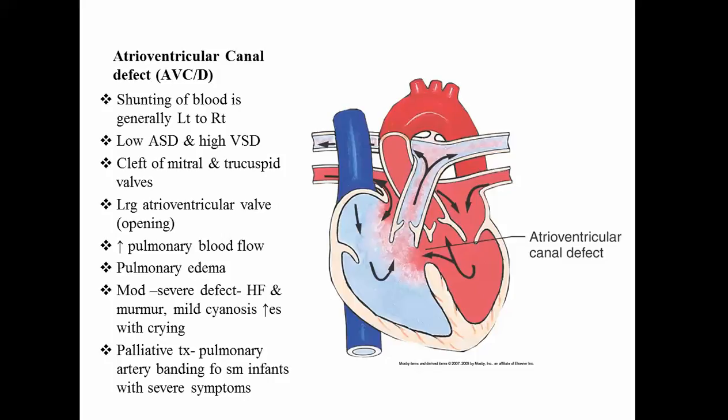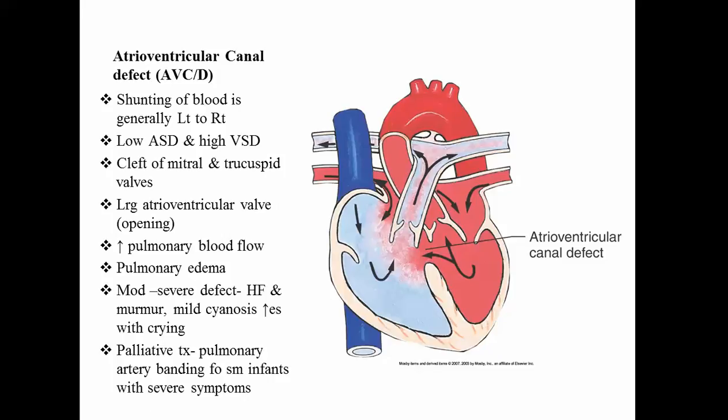Usually the palliative treatment would be pulmonary artery banding, which is sometimes done in small infants for severe symptoms. Infants who have severe symptoms, with all this blood volume going to their lungs and difficulty breathing, would get palliative treatment, where they would do pulmonary artery banding. They would put a band around this area so less blood is going to the lungs. They would do that first, and then once the baby is stable and has gained enough weight, they would repair the rest of the defects.